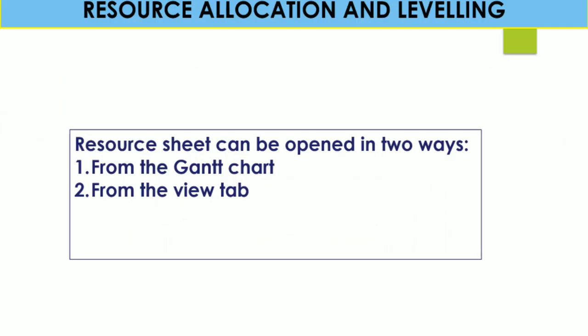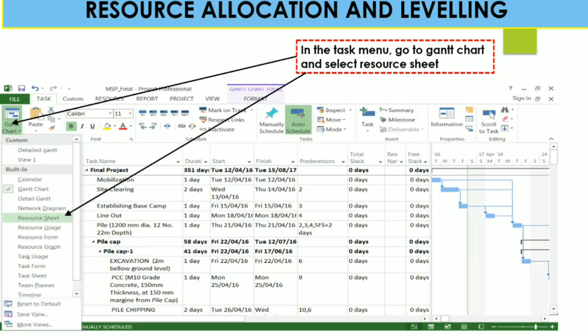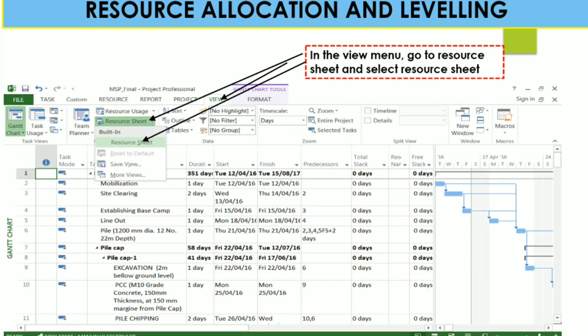In Microsoft Project, the resource allocation sheet can be opened in two ways: from the Gantt chart and from the View tab in your Microsoft Project window. Here we can see the Gantt chart, and here the drop down menu shows Resource Sheet. You can select Resource Sheet from that Gantt chart drop down menu, and in the View menu go to Resource Sheet and select it.